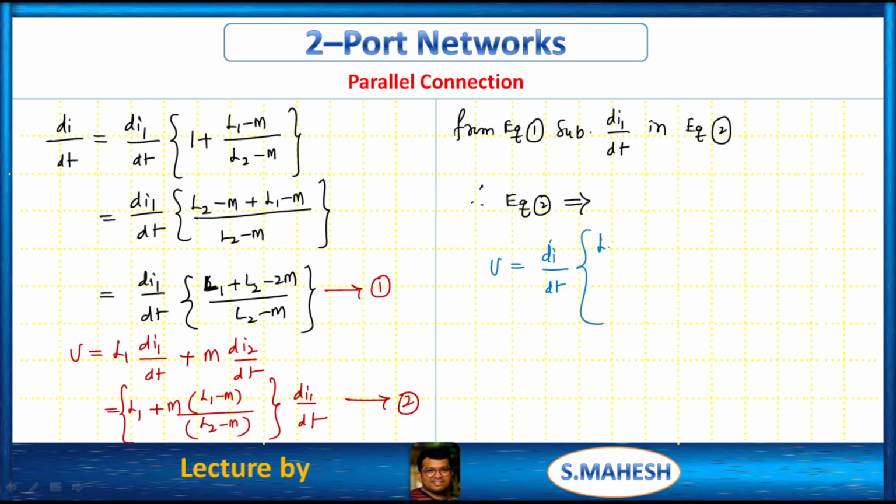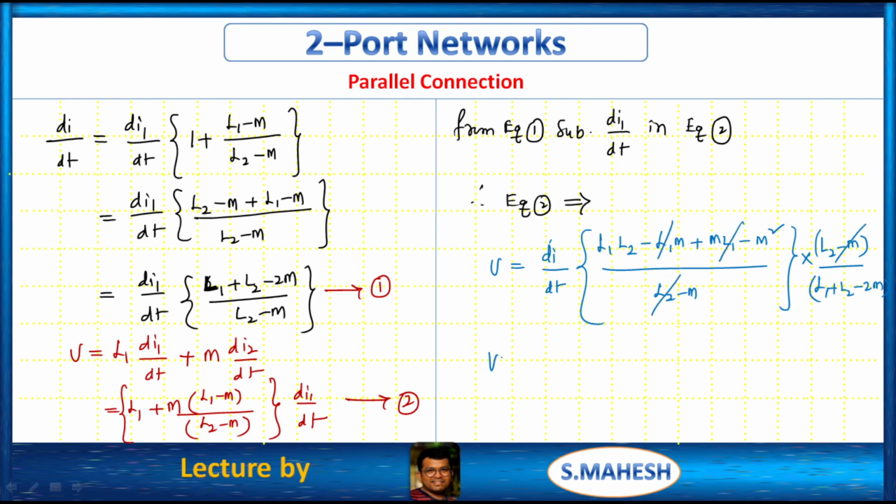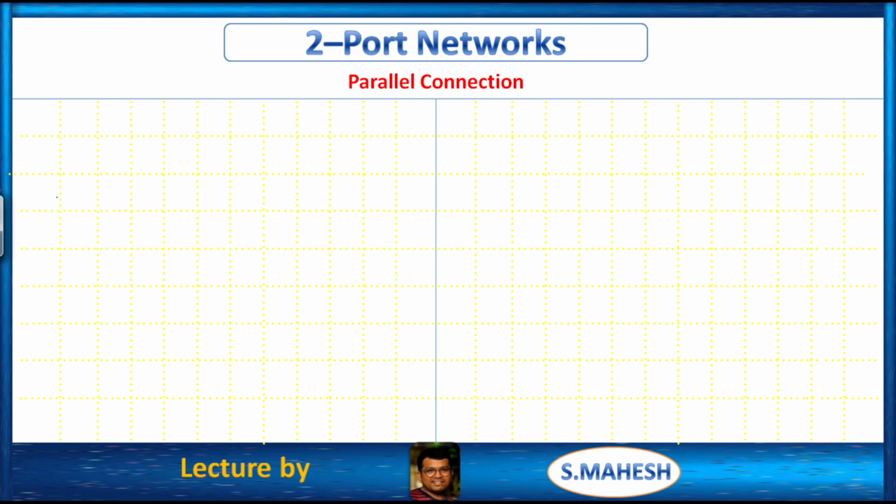In this we are having L1 L2 minus L1 M plus M L1 minus M square by L2 minus M into L2 minus M by L1 plus L2 minus 2M. So this L2M gets cancelled, this L1M gets cancelled, therefore V by di by dt, which is nothing but L equivalent, right? L equivalent. Therefore from this, for additive polarity, L equivalent is L1 L2 minus M square by L1 plus L2 minus 2M, right?